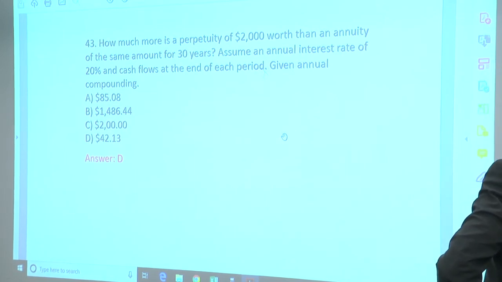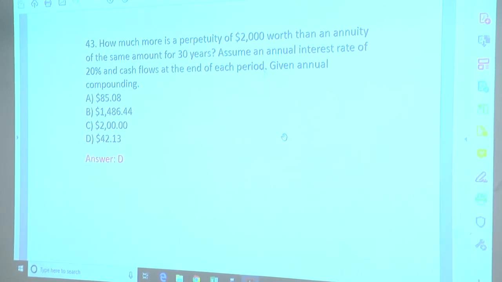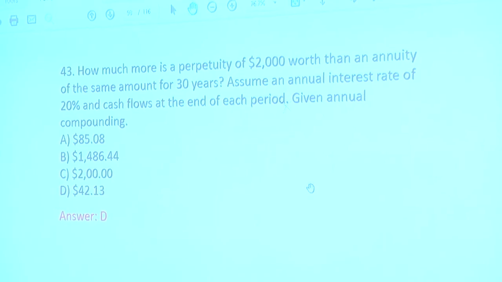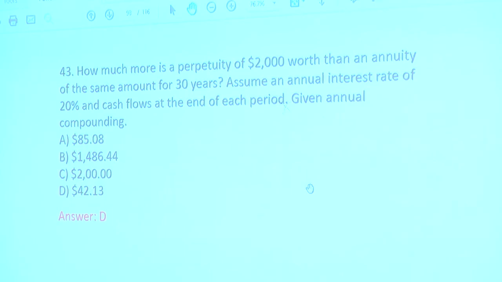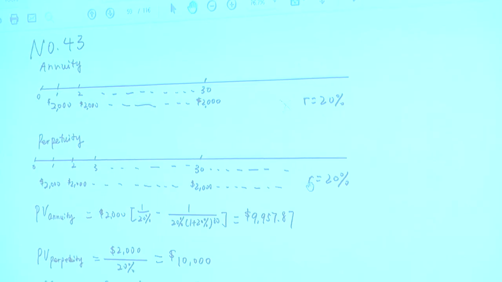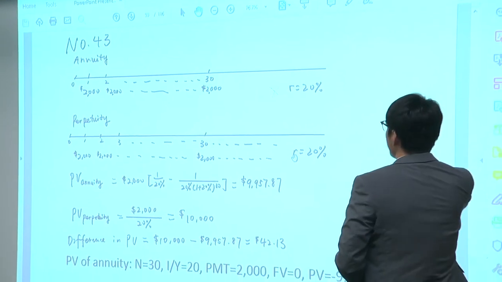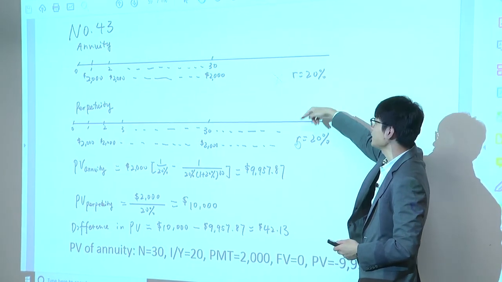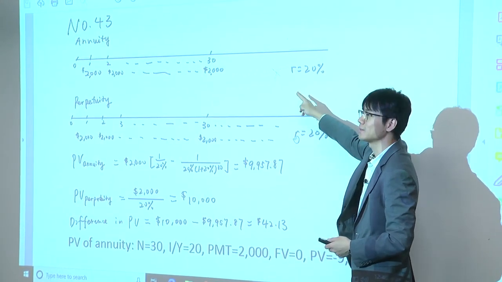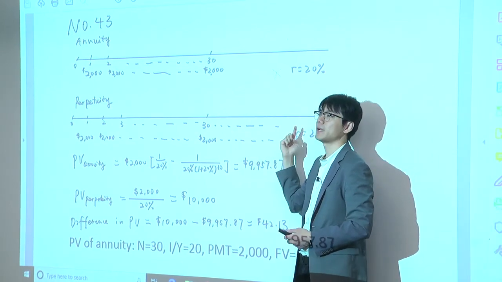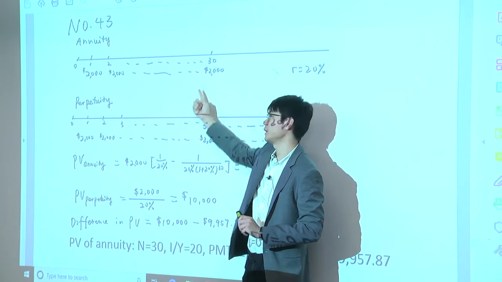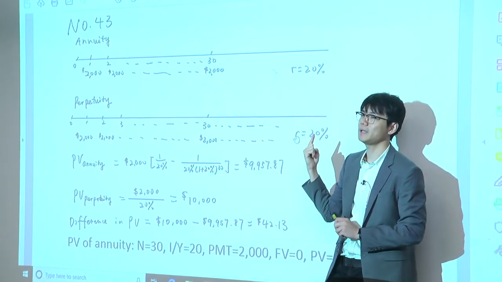How much more is a perpetuity of $2,000 worth than an annuity of the same amount for 30 years? The interest rate is 20%, with cash flow at the end of each period. The difference between a perpetuity and an annuity of the same amount, but ending differently, is all the payments afterwards. For the annuity, you stop here. That's it. Done. For the perpetuity, you keep receiving.